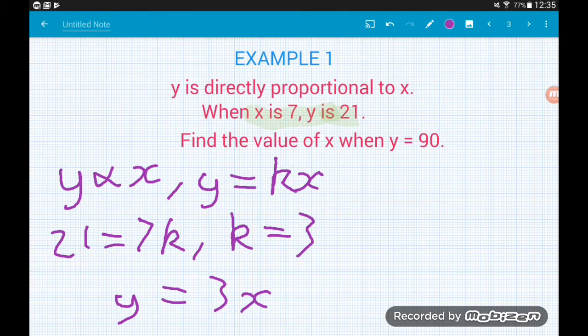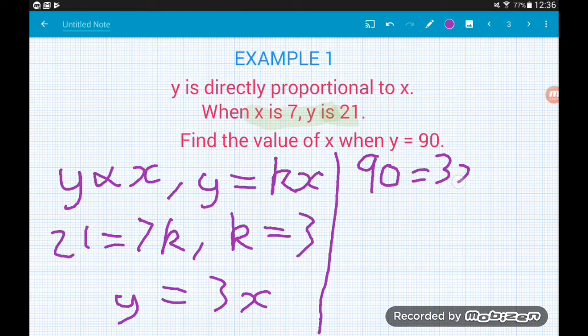So now our mission is to find the value of x when y is equal to 90. So let's go over here. So we now substitute y equals 90 into y equals 3x. So that would give us 90 is equal to 3x. So then to get x on its own, we divide by the 3, and we would get that 30 is equal to x, or x is equal to 30. So that's how we do it. That's the basic setup to these questions.